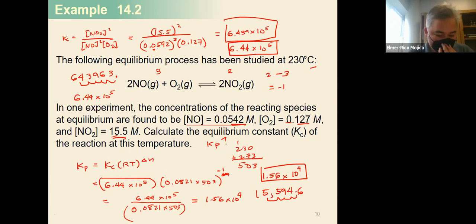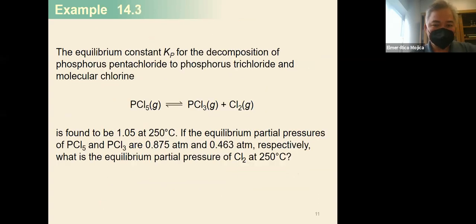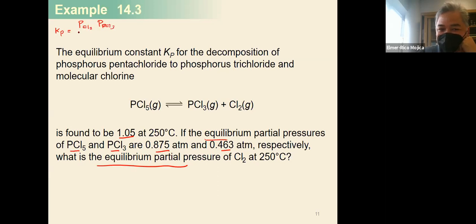So question, before we go to the next problem. How about this one? So you're given Kp, the equilibrium constant Kp is found to be 1.05. So if the equilibrium partial pressure of PCl5 and PCl3 are 0.875 and 0.463, what is the partial pressure of Cl2? So the way that you're going to solve, express your Kp, and this is equals to what? Partial pressure of Cl2 times partial pressure of PCl3 over partial pressure of PCl5, right?